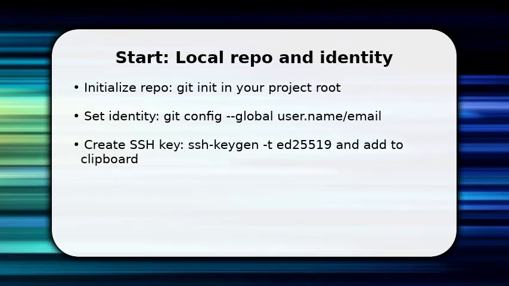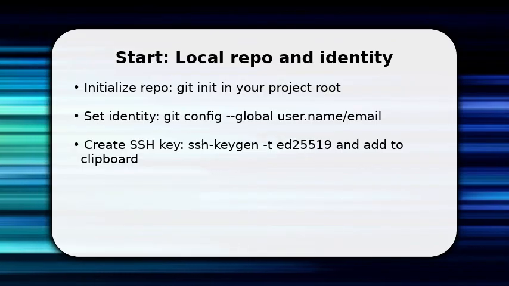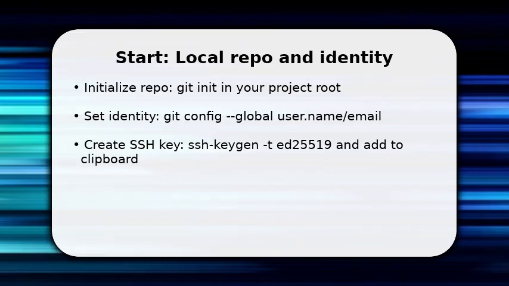You begin by creating a local repository and telling Git who you are. Run git init in the project folder, then git config --global user.name and user.email so commits are attributable. Once done, generate an SSH key, ed25519, and copy it to your clipboard. This is faster and more secure than HTTPS credentials.